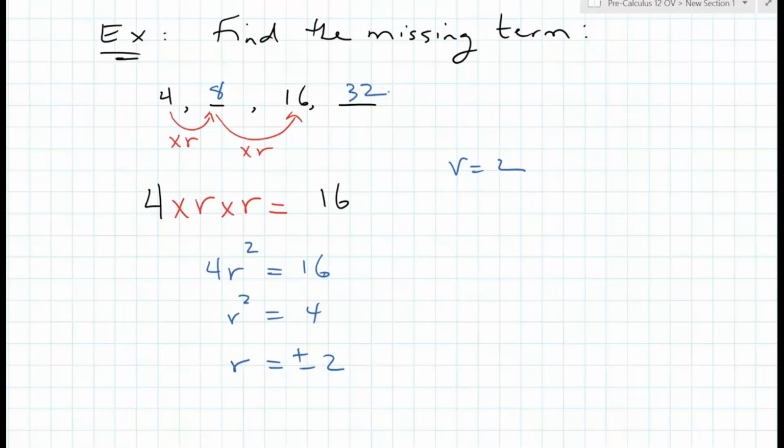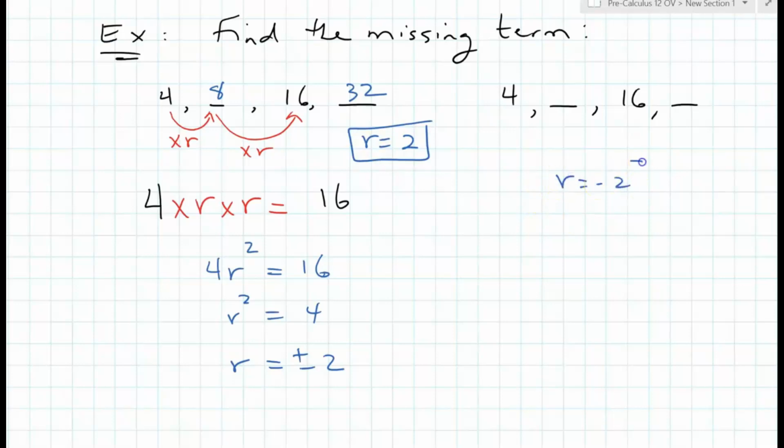That's one possibility. The next possibility is when you have 4 and then your r, so this is when r is positive 2, but what happens if r is negative 2? All right, so that would be minus 8. Minus 8 times minus 2 is 16, and then minus 16. 16 times minus 2 is negative 32. Two possibilities for this geometric sequence, but here it is.